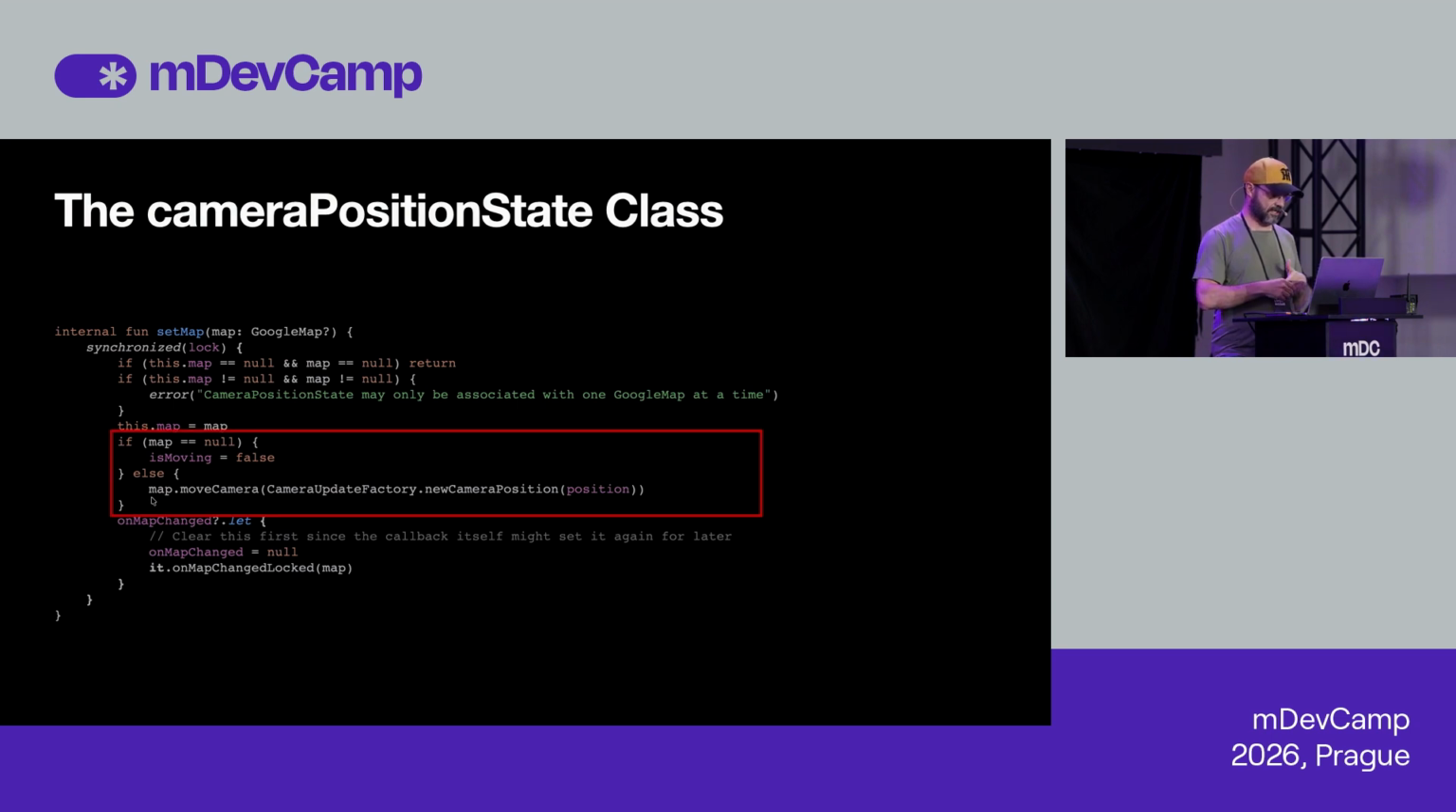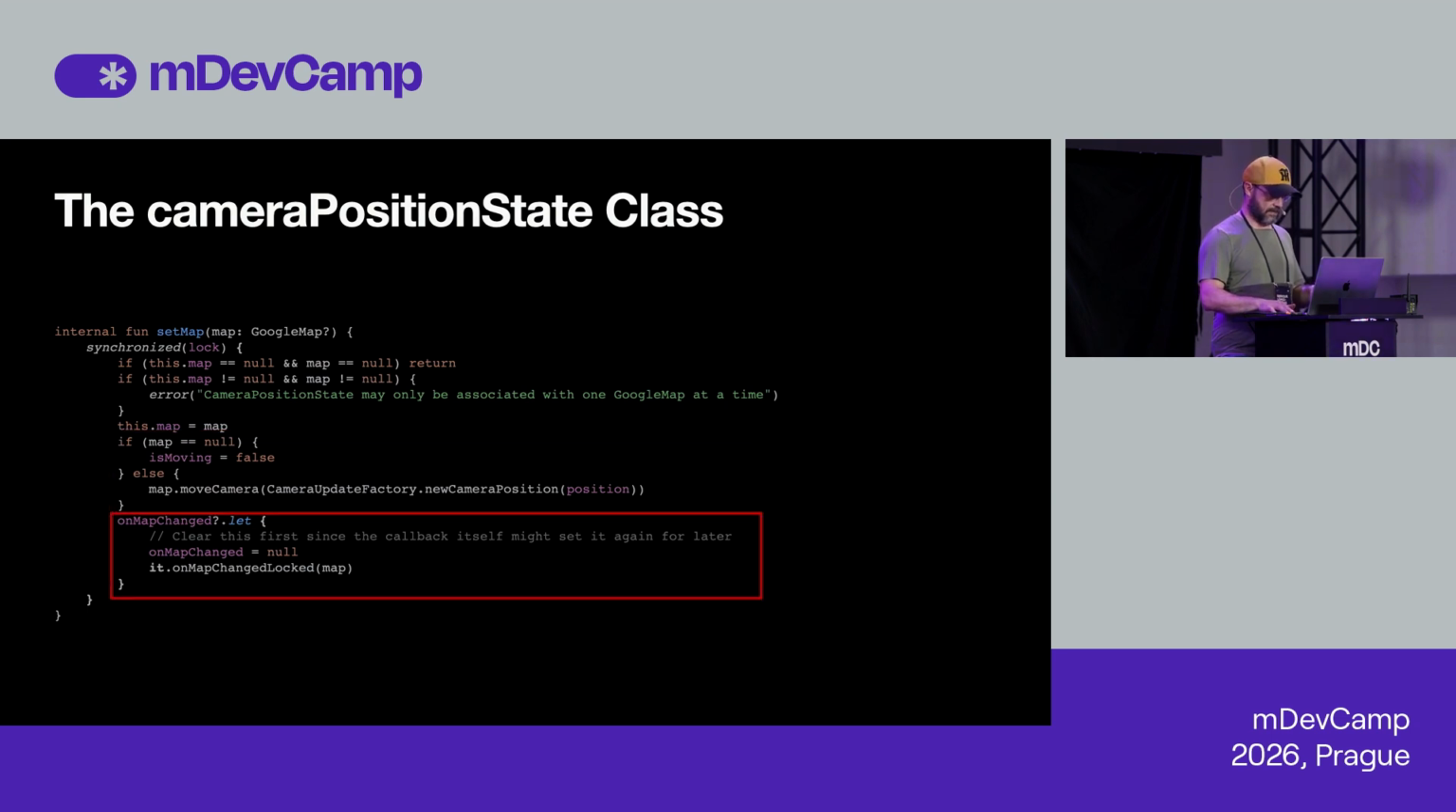And well, this is also a simple compromise. If the map is null, then it's not moving. If not, we just move the camera with the view system, with the view approach, map.moveCamera, instead of doing any Compose thing. But this allows us, from the Compose perspective, to just hook up the camera position state. And every time the map changes, we just call the onMapChanged callback to clear it.